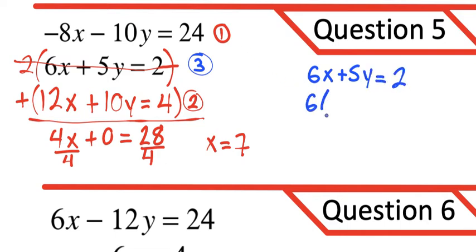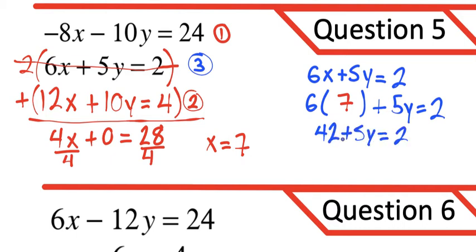We know what x is, so we're going to write 6 inside of the parentheses. Instead of x, we're going to plug in 7 plus 5y, and that's going to equal 2. 6 times 7 is 42, plus 5y equals 2. To get y by itself, first we have to subtract 42 on each side. We'll get 5y equals negative 40. And if we divide each side by 5, we will get that y equals negative 8. And the solution to this system of equations will be 7 comma negative 8.